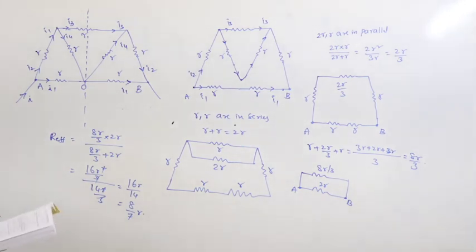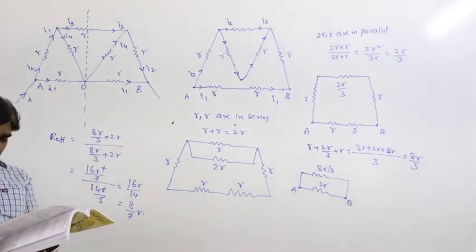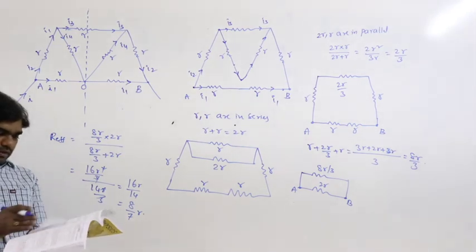So based on this you can do the problems up to page number 103: level 1, 31 problems, level 2, 28 problems, level 3, you can do 11 problems. So combination of resistances, up to here you can do problems.